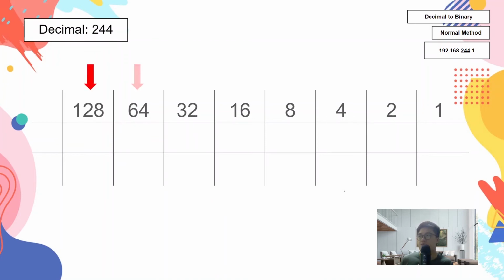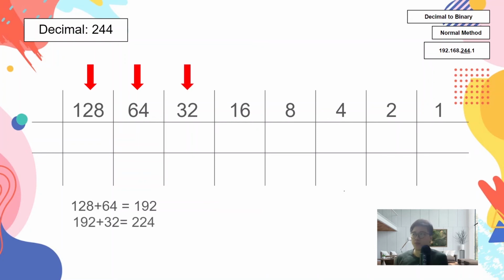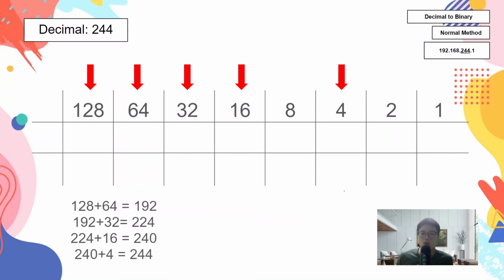Once again, you use 128 plus 64. Just to give it a try, you see 192 is still smaller than 244. Let's add 32, and you get 224. Still smaller than 244, so you add 16, and it goes to 240. Now we are very close. Can we add 8? If we add 8, it becomes 248, which is more than 244, which is not the answer that we want. So we skip 8, then we go to 4. So 240 plus 4 equals 244.